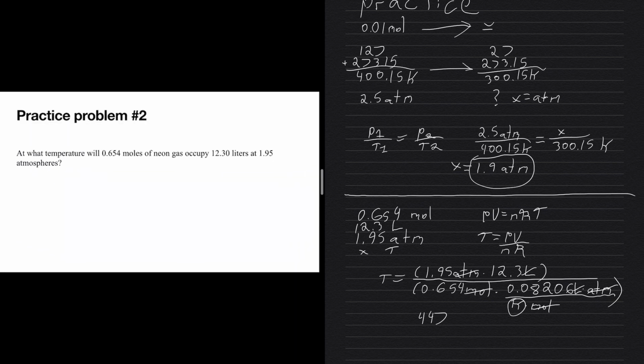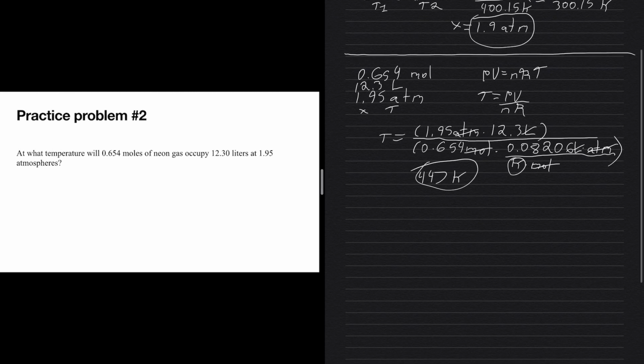This keeps exiting, my bad. So we know that the T is equal to 447 Kelvin. And it doesn't say what unit this has to be in, so 447 Kelvin should be perfectly adequate for your unit, because it doesn't specify it needs to be in Celsius. So there you have it, the answer to practice problem number 2.